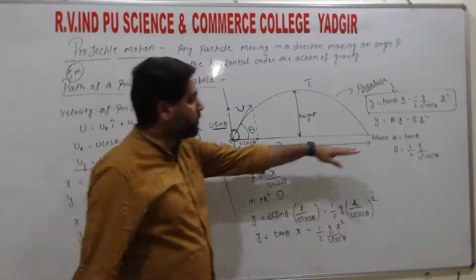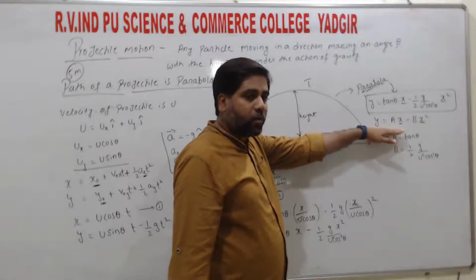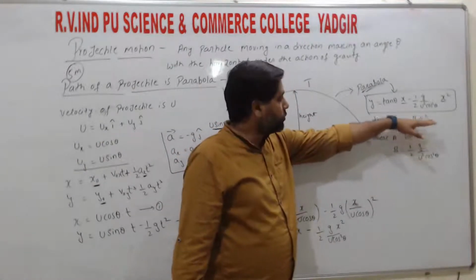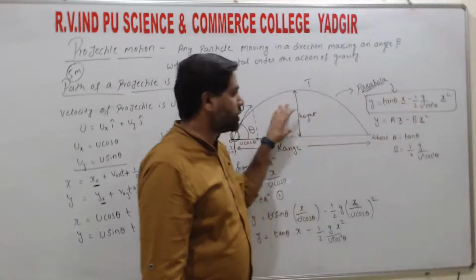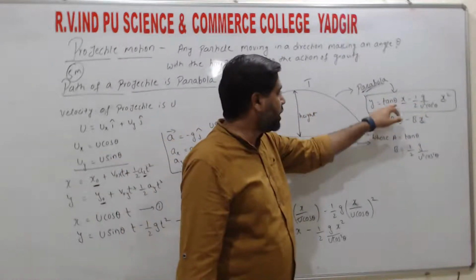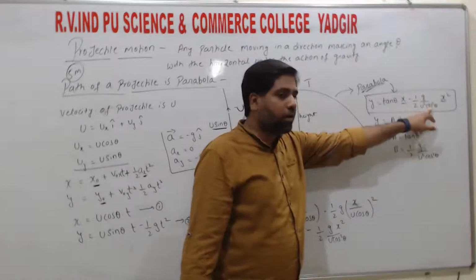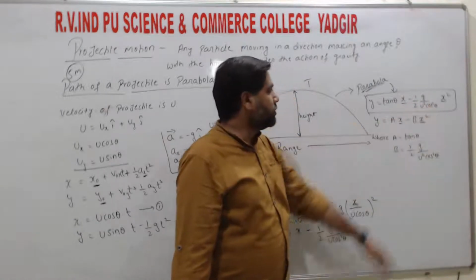So this is our mathematical equation. In maths, you study the parabolic equation y = ax - bx². So this is similar to that of the projectile motion, right? So in place of a we have tan theta, and in place of b we have g divided by 2u² cos² theta, right?